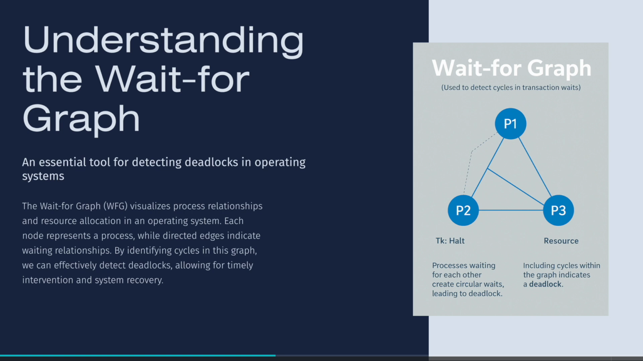Now let us start by understanding the wait-for graph, which is an important tool used to detect deadlock in operating systems. In this graph, each node represents a process and a directed edge shows that one process is still waiting for another to release the resource. If there is a cycle in the graph, that usually means a group of processes are waiting for each other, and that indicates a deadlock. For example, P1, P2, P3 forms a cycle, which means they are in a deadlock situation.